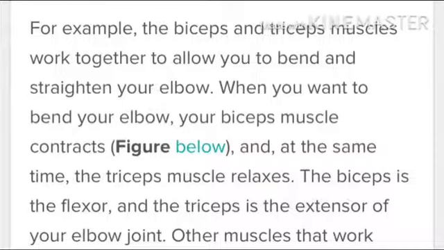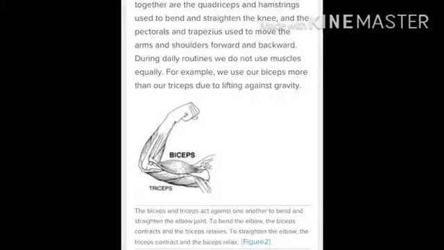Other muscles that work together are the quadriceps and hamstrings, used to bend and straighten the knee, and the pectoral and the trapezius, used to move the arms and shoulder forward and backward. During daily routine, we do not use muscles equally. For example, we use our biceps more than our triceps due to lifting against gravity. You can see the biceps and triceps in this figure.